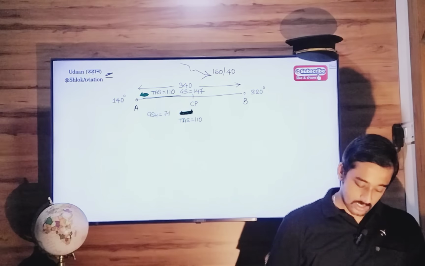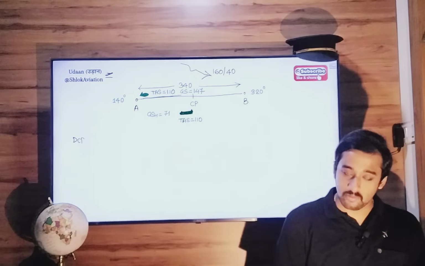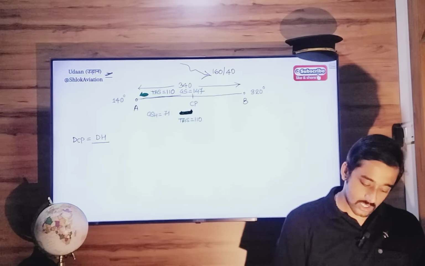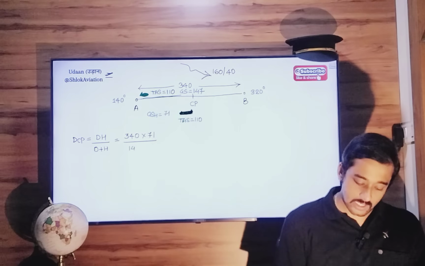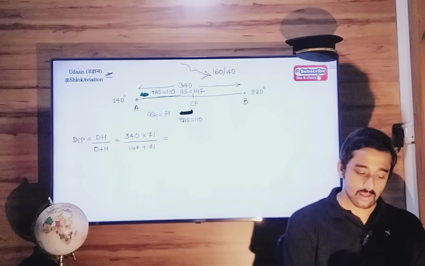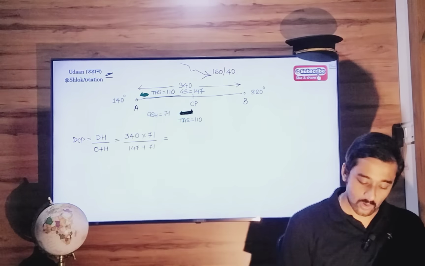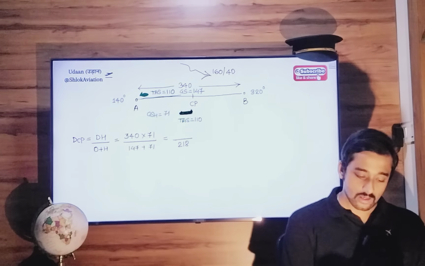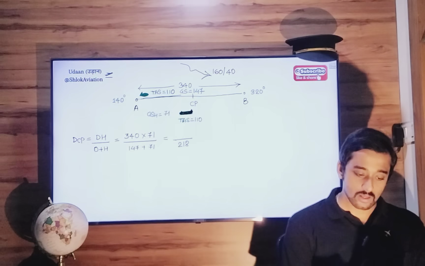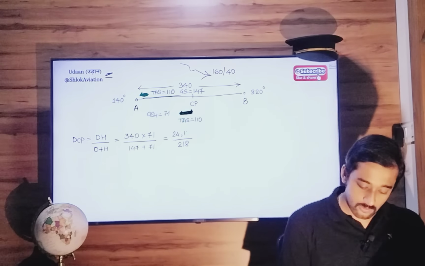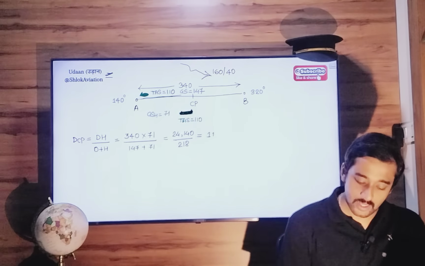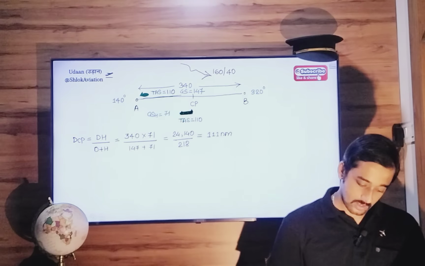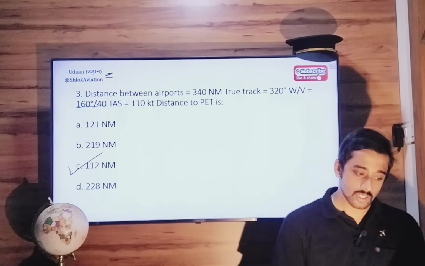71 knots. Now distance to critical point will be total distance D multiplied by H divided by O plus H. So 340 multiplied by 71 divided by 147 plus 71. 147 plus 71 is 218. 71 into 340 is 24,140. That is equal to 111 nautical miles. The closest option is option Charlie.